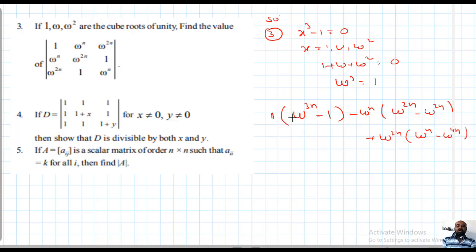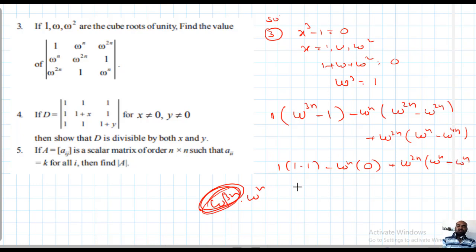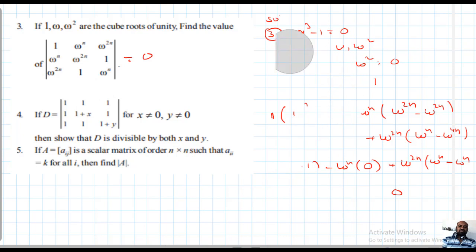Students, observe now here, omega cube whole power n, omega cube means 1, this total is 0. Actually what should I write, 1 minus 1 minus omega power n into this 0, plus omega power 2n into omega power n minus omega power 3n into omega power n, omega power 3n is 1, again omega power n only. So total here 0 minus 0, totally 0. The value of the determinant, value of that matrix X equals 0.